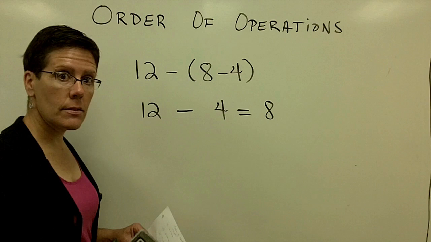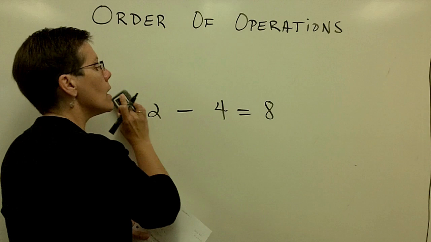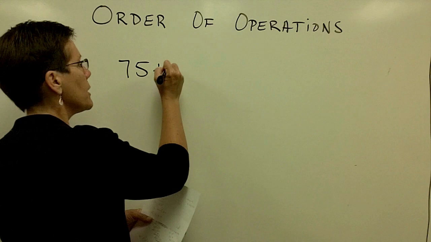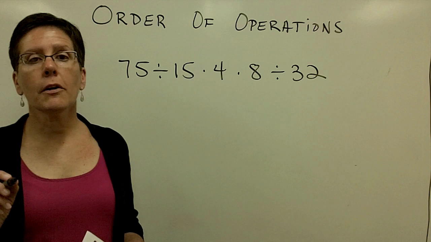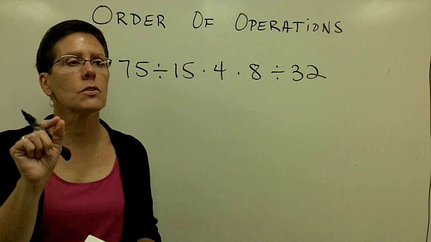Let's look at a problem that's got multiplication and division, and quite a bit of it. So I've got 75 divided by 15 times 4 times 8 divided by 32. So would you please be very careful working from left to right, because this involves multiplication and division, and I do not multiply first just because I say multiply and divide. I work from left to right.